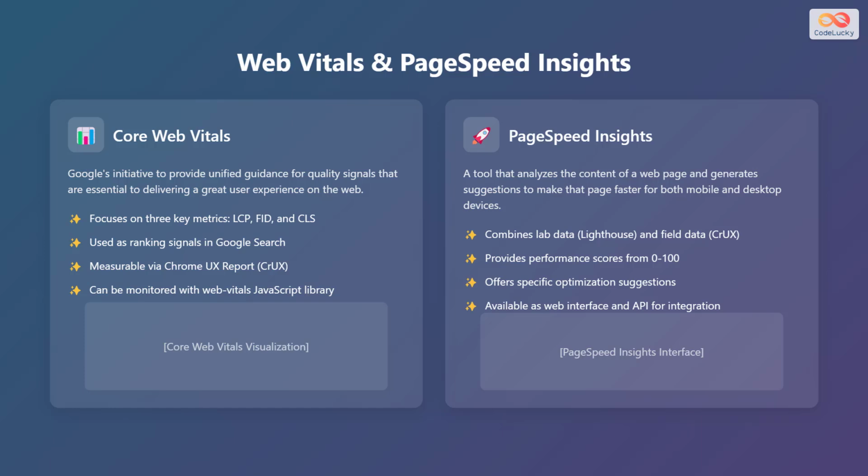PageSpeed Insights is a tool that analyzes the content of a web page and generates suggestions to make that page faster for both mobile and desktop devices. It combines lab data, using Lighthouse, and field data, using Chrome User Experience Report. It provides performance scores from 0 to 100, offers specific optimization suggestions, and is available as a web interface and application programming interface for integration.